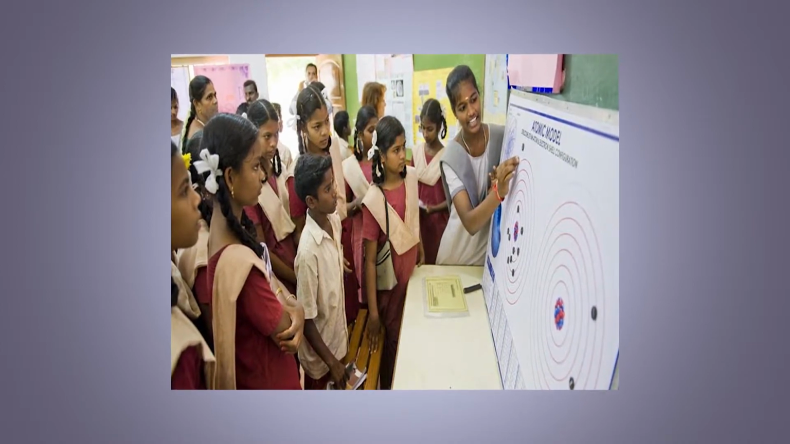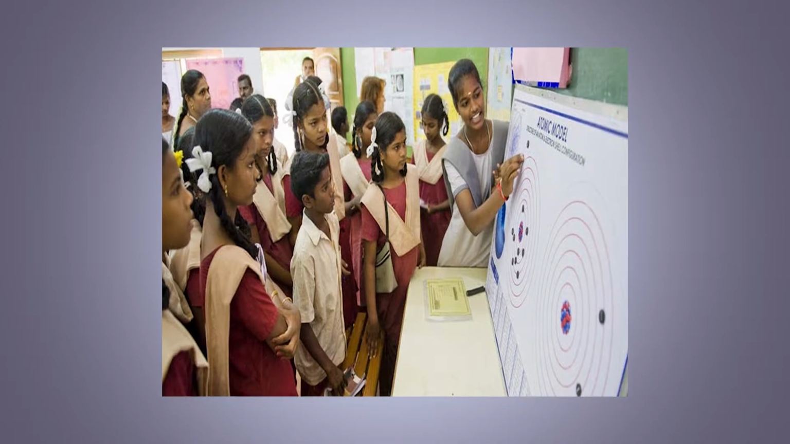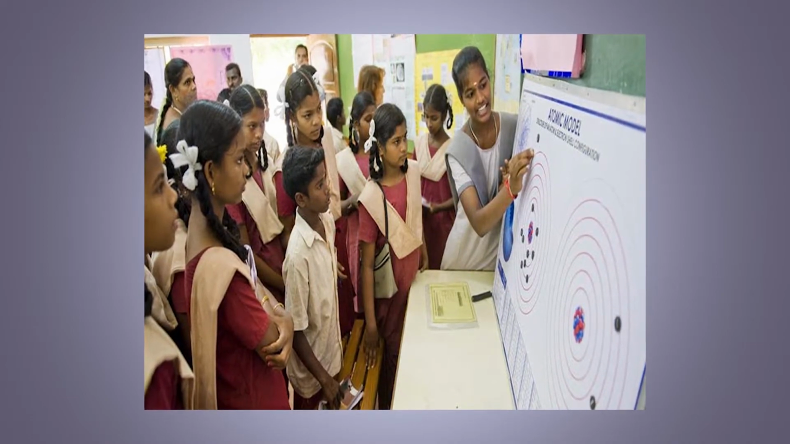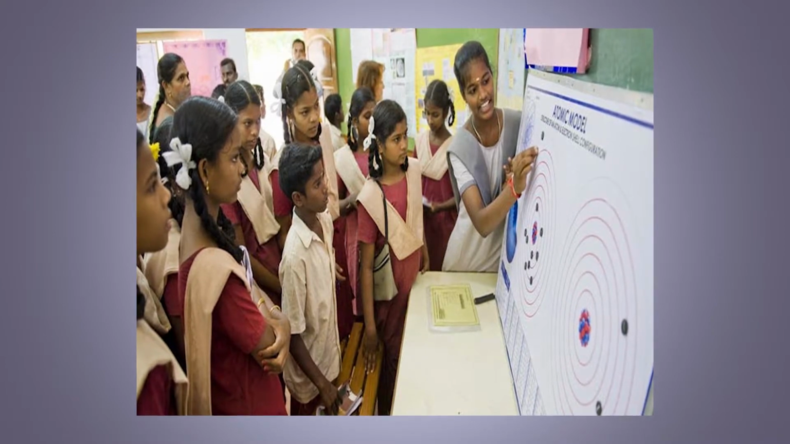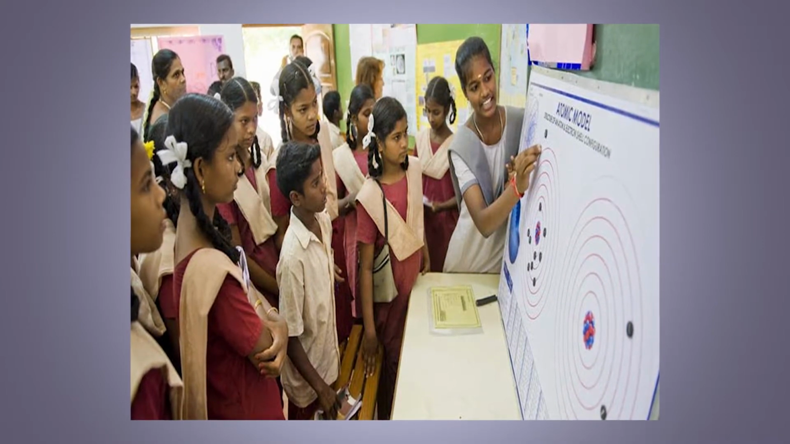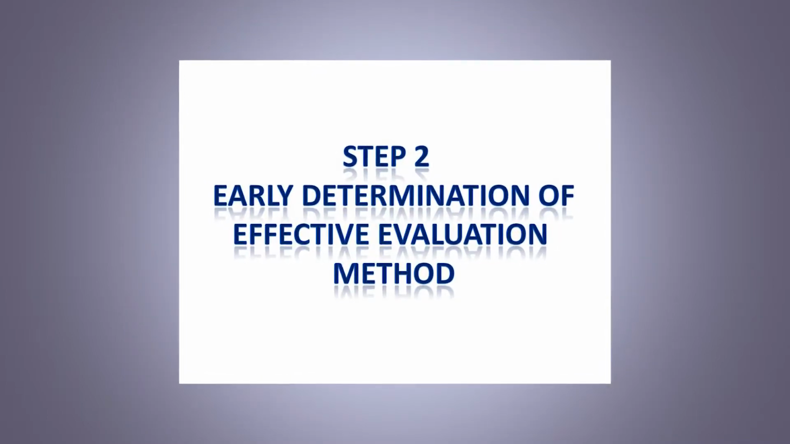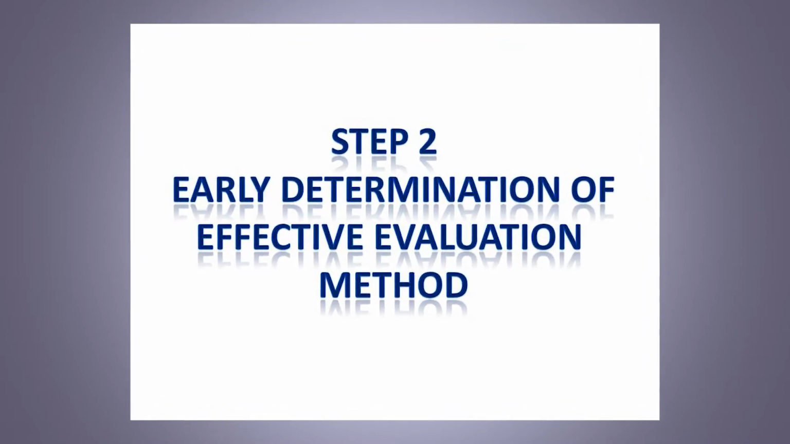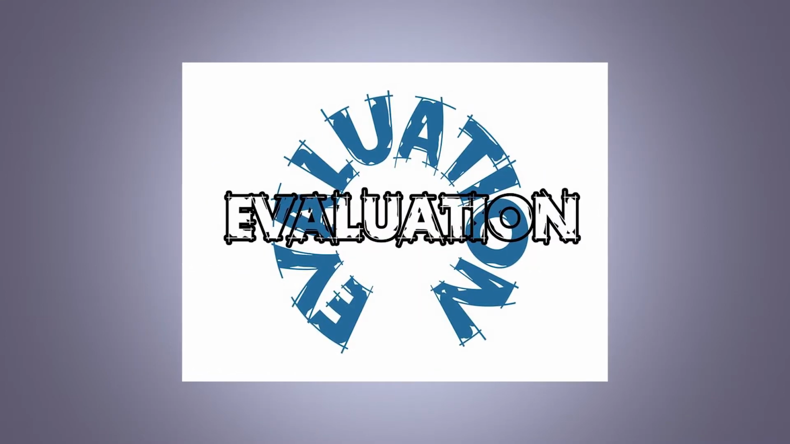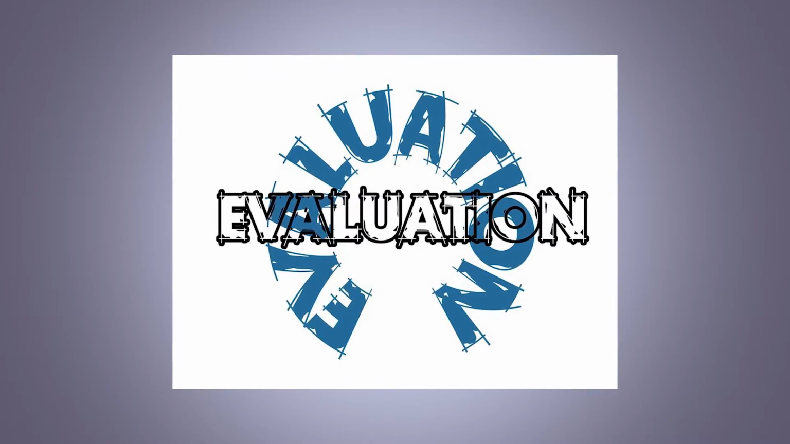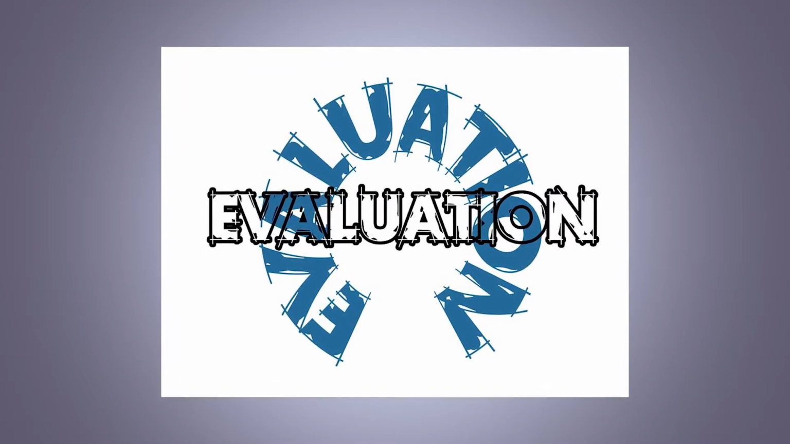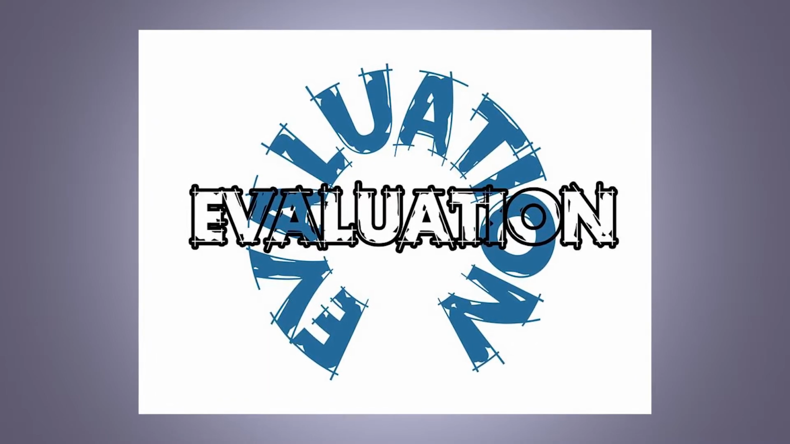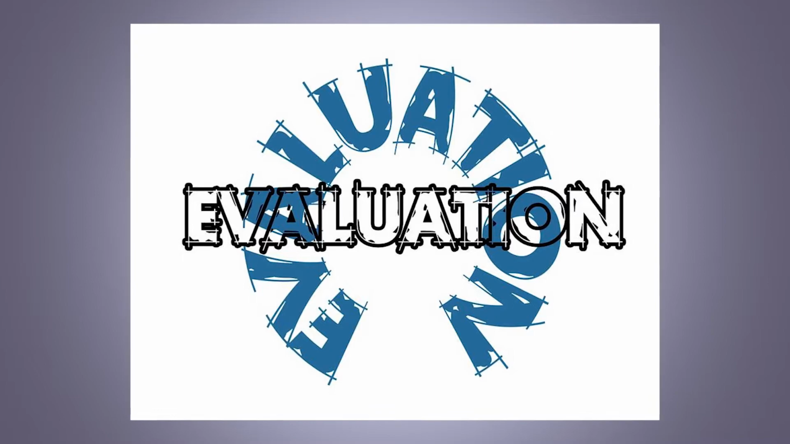Based on answers you get from this primary phase of analysis, we could determine how to assess your learners, which is your next step. That is, step 2, early determination of effective evaluation method. The purpose of this step is to ensure the program accomplishes its objectives in helping learners develop their skills, improve their performance, and implement organizational changes.